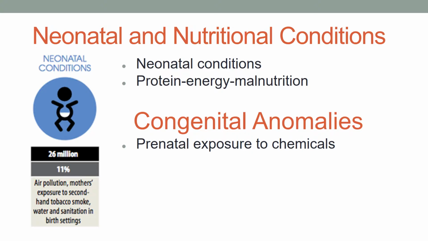Neonatal and nutritional conditions are also related to the environment, and protein energy malnutrition can also be traced back to climate change, which affects food security. Lastly, when we look at conditions that affect the newborn, there is enough statistics to link prenatal exposure to chemicals with congenital anomalies.